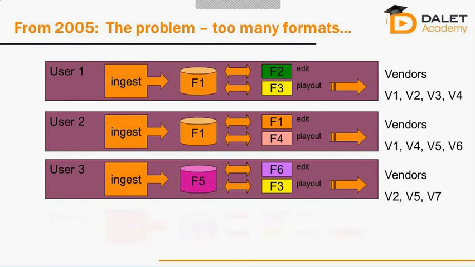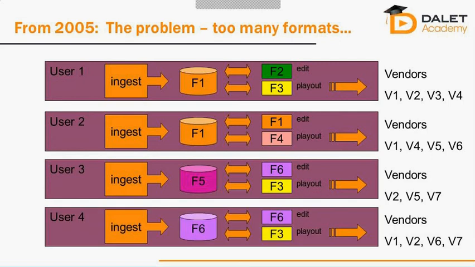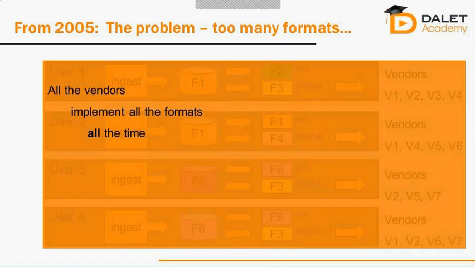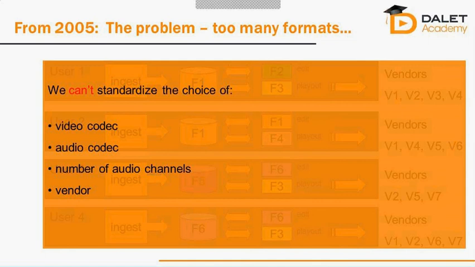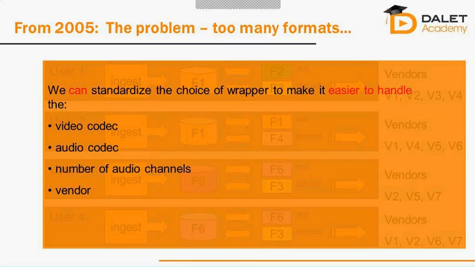And the problem that we were trying to solve, as I already mentioned, is that there's too many formats and too many vendors, and all the time all the vendors do all the formats, and we pass that cost on to the user community. And passing that cost on to the user community means it costs more money than it should. And we can't standardize the video and audio codecs because those depend on the applications, but we can standardize the wrapper, and that's where MXF was meant to step in.